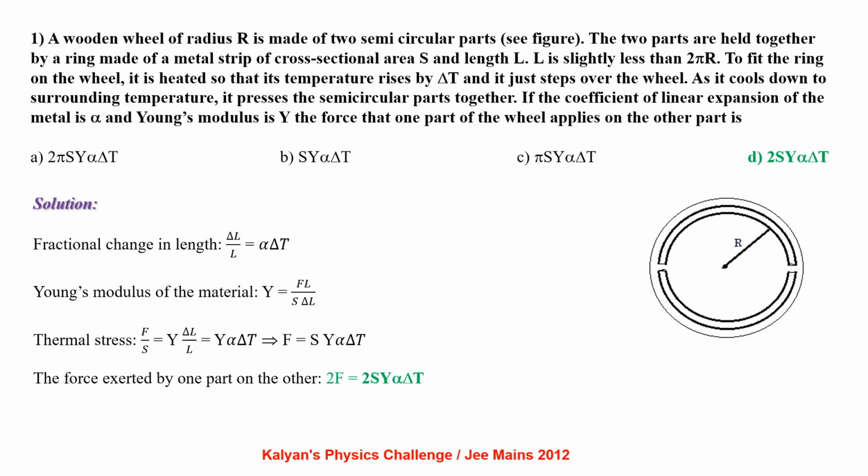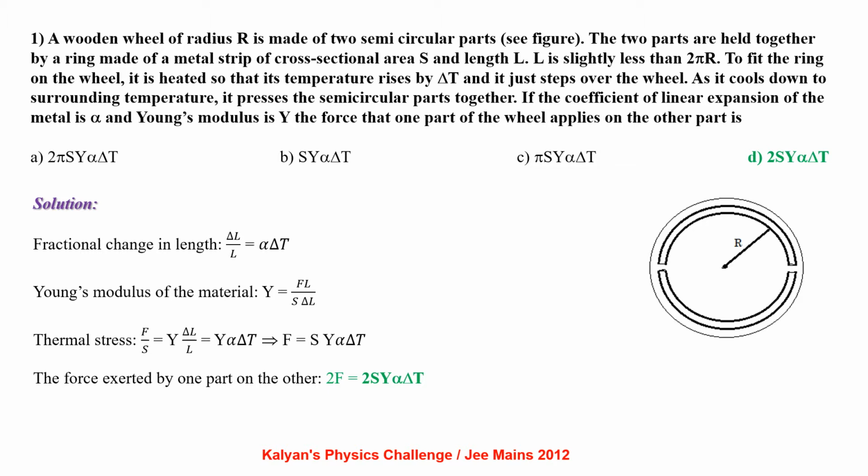A wooden wheel of radius r is made of two semicircular parts. The two parts are held together by a ring made of metal strip of cross-sectional area S and length L. L is slightly less than 2 pi r. To fit the ring on the wheel, it is heated so that its temperature rises by delta T and it just steps over the wheel. As it cools down to surrounding temperature, it presses the semicircular parts together.